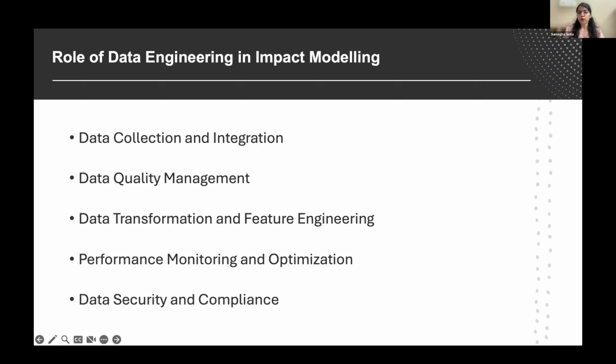And then the next step we do on the data is data transformation and feature engineering. We have to make sure that whatever raw data we have received, we transform it so it can be used further by the different systems and incorporated in different models with ease, so that everyone can generate the right set of insights from it.